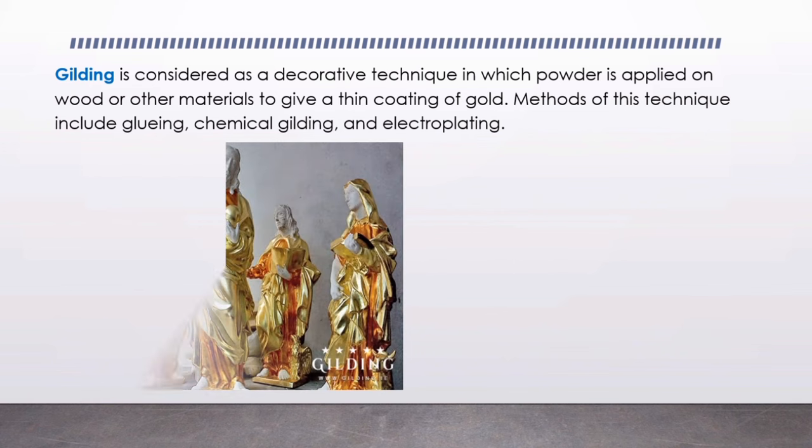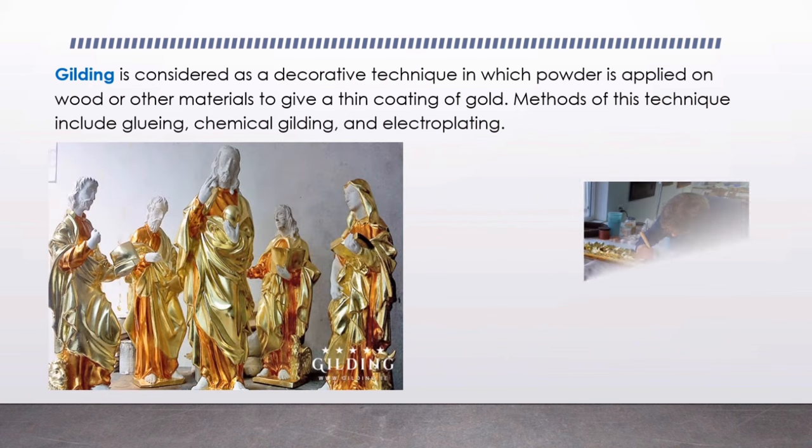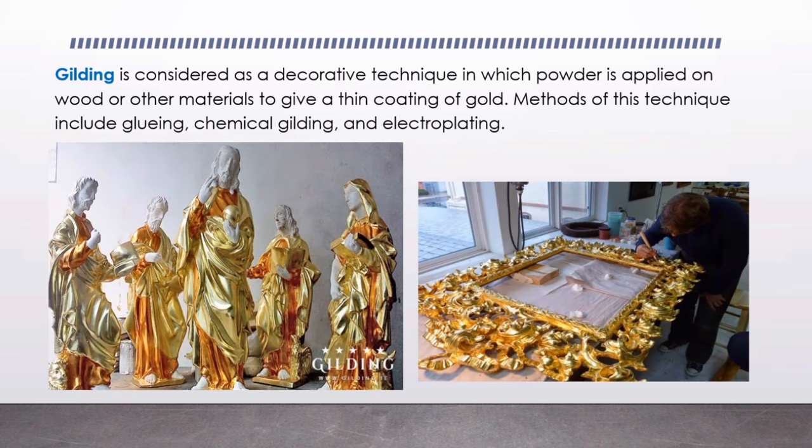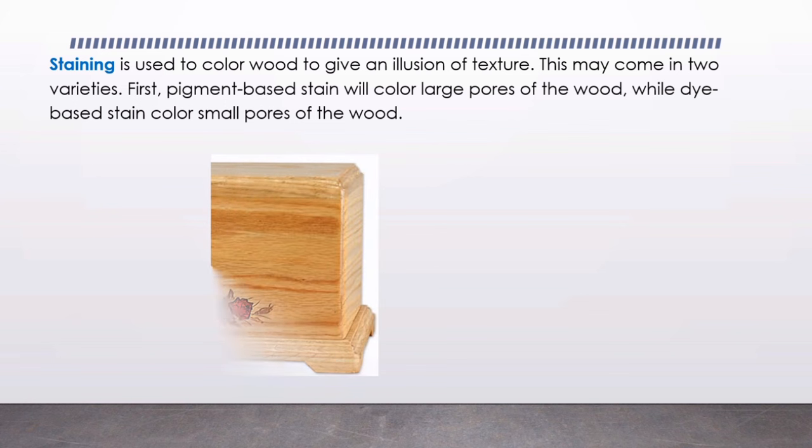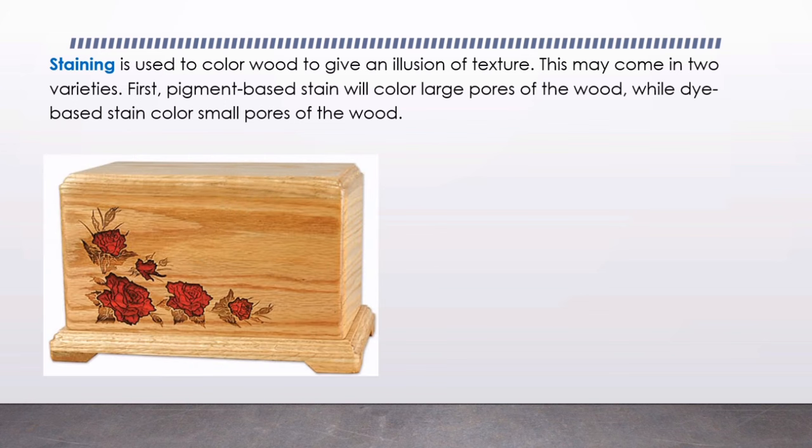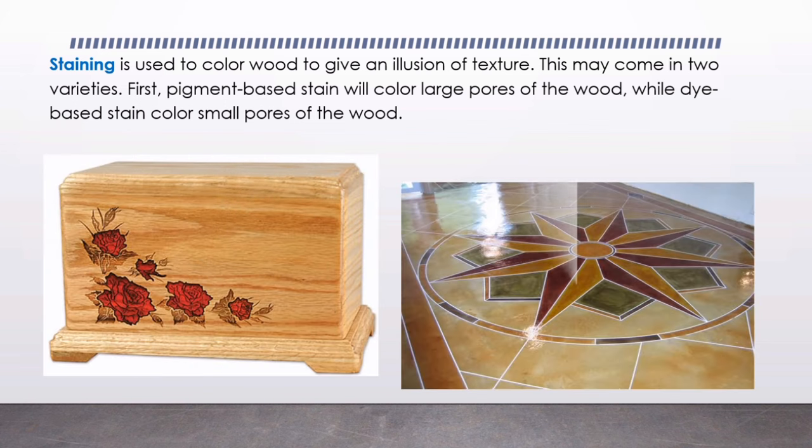Gilding is considered as a decorative technique in which powder is applied in wood or other materials to give a thin coating of gold. Methods of this technique include gluing, chemical gilding, and electroplating. Staining is used to color wood to give an illusion of texture. This may come in two varieties. First, pigment-based stain will color large pores of the wood, while dye-based stain colors small pores of the wood.